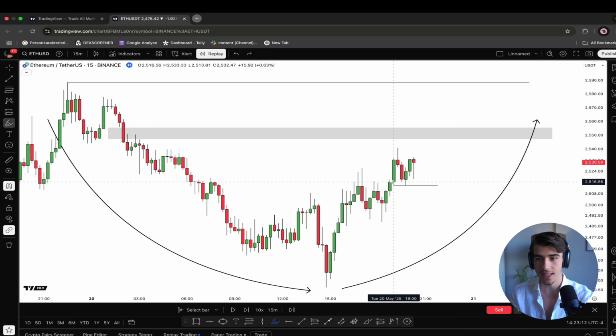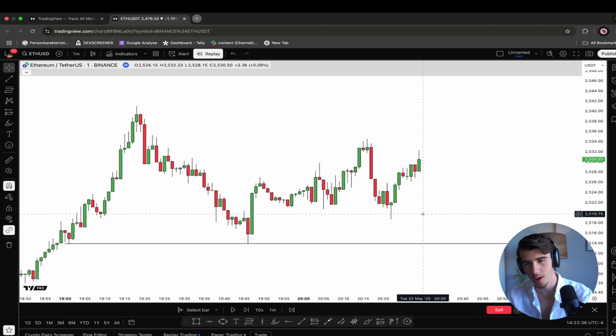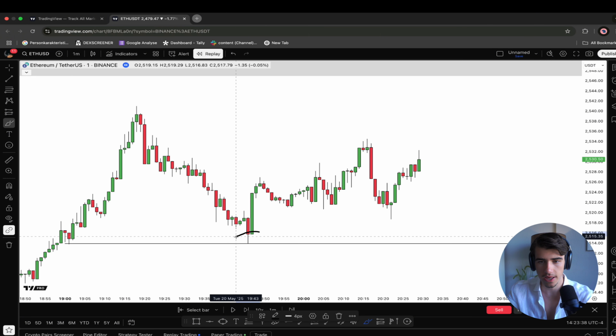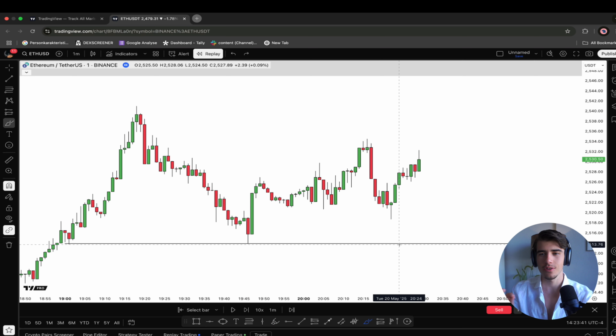Now, as you can see, this is not really a reversal. It's more of a continuation. But if I now jump to a 1 minute time frame, again, my long was placed right at this low. It kind of looks like a reversal pattern. So while on a 15-minute time frame, it might look like a continuation strategy, if I now jump to a 1 minute time frame, it does look like a reversal strategy.